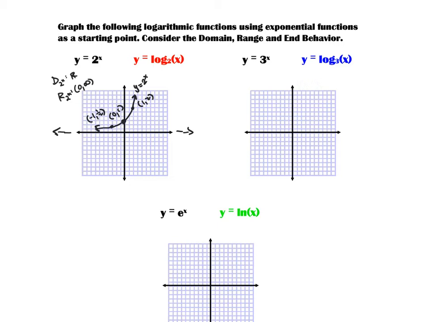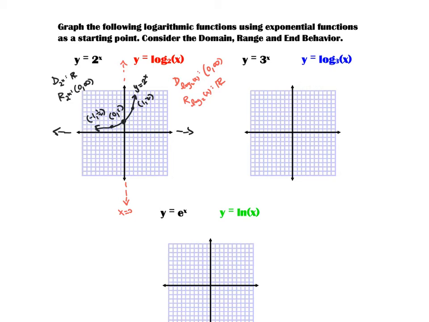Okay, so we can expect a logarithm that is the inverse of an exponential function to have the domain and range of the original, except flipped. So we can expect the domain of log base 2 of x to be the same as the range of 2 to the x. So we're going to have domain from 0 to infinity. The horizontal asymptote on the exponential function becomes the vertical asymptote on the logarithm. And then the range, of course, flips. So the range of log base 2 of x is all real numbers. All logarithms' ranges are all real numbers, just like all exponential functions' domains are all real numbers.